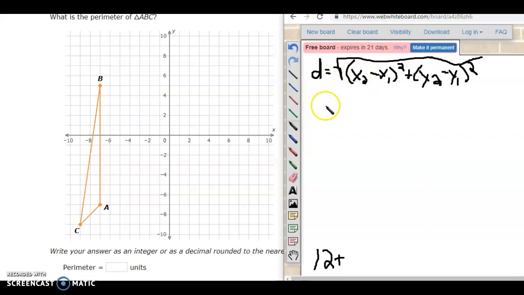So my coordinates for B are -7, +5. For A, it's again -7, -7 for this one. And for C, I have -9, -9.